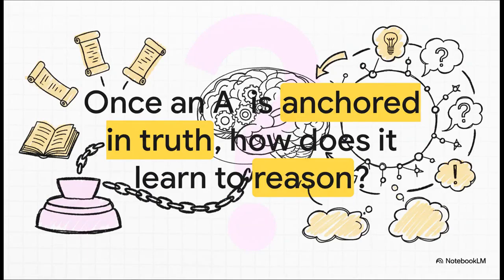So there you have it. We've engineered a source of truth, we've anchored our AI. But solving one big problem always reveals the next one, doesn't it? And that leads us to the next great engineering challenge, and the question I want to leave you with today. Once an AI is truly anchored in truth, how does it actually learn to reason?